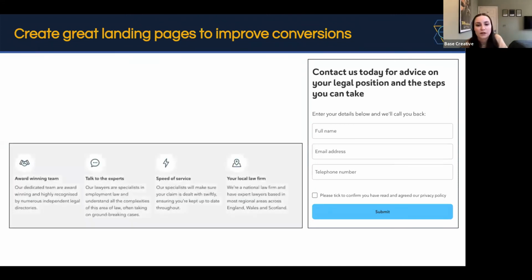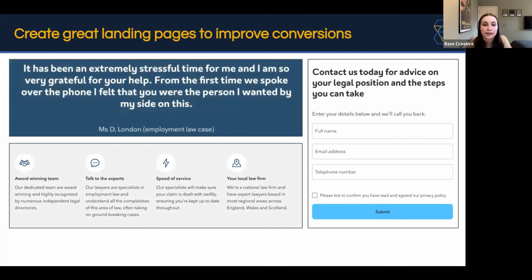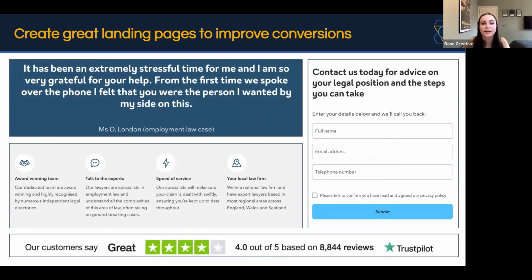You also want to include reasons why they should work with your firm, so benefits or USPs, that type of thing is really helpful on these kind of pages. You can also include testimonials from previous clients. So if you do have them, add them here. They're great for showcasing that sort of trust factor, as does other forms of social proof like Trustpilot or Legal 500 reviews.